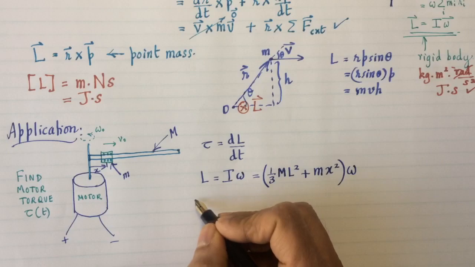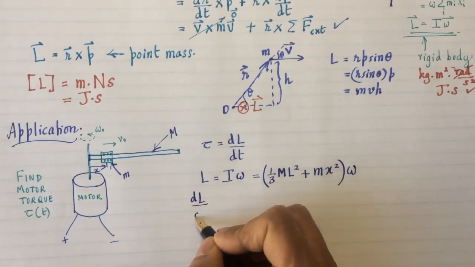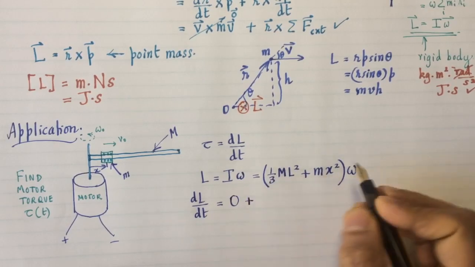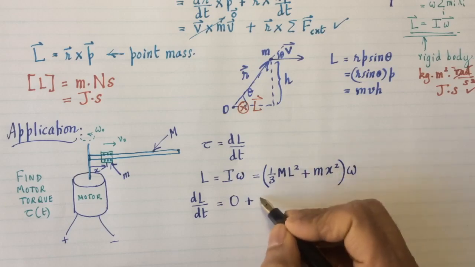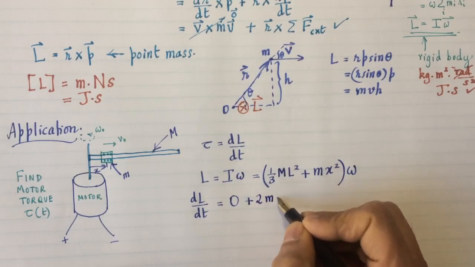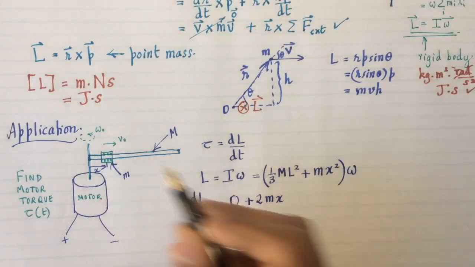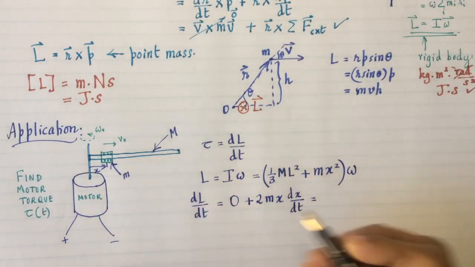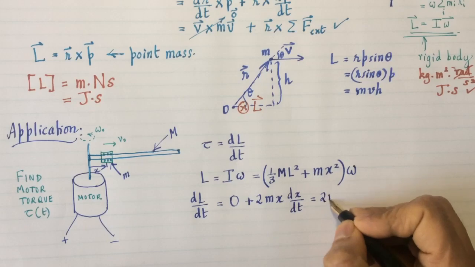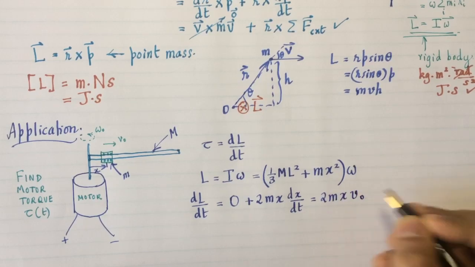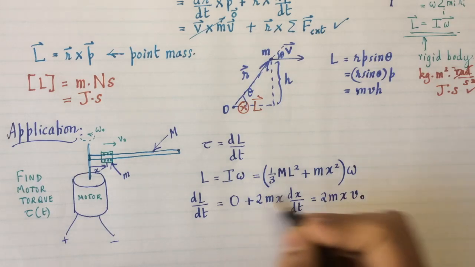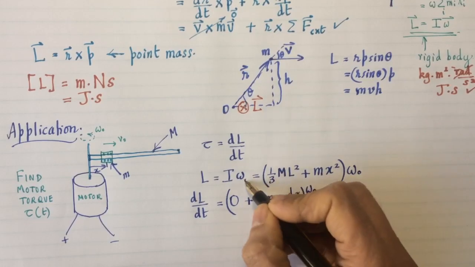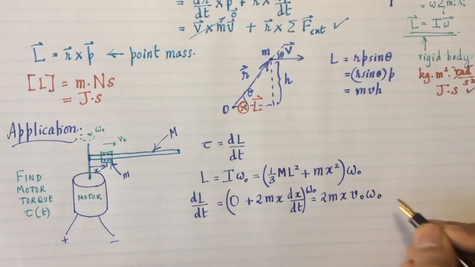And we have to take the derivative of this, so let's do that. dL by dt. Well, first of all, this does not change with time, so that's just 0. Plus the derivative of x squared is 2x, so that's going to be 2mx. But x itself changes with time because the robot is moving, so that's dx by dt. And since dx by dt is given to us to be v naught, I'll write that. So it's 2mx times v naught. And oh, I forgot the omega. It's still there. Omega naught, actually. So the whole thing, omega naught.